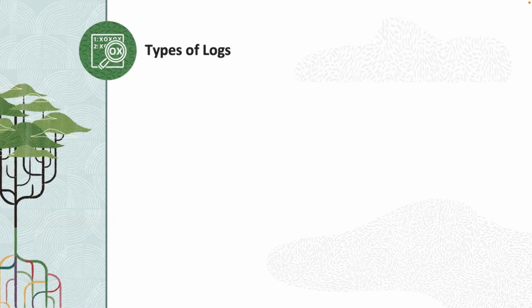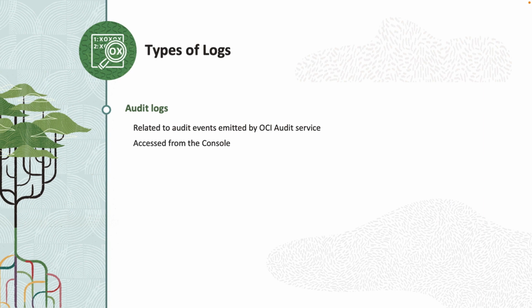Logging service classifies logs into three different types. One of the most important log types in a security context is the audit logs. Audit logs are log events emitted by Oracle Cloud Infrastructure Audit Service. These events are REST API actions executed by any OCI resource, like a user or a cloud service. These logs can be accessed from the console and are available in the audit page under logging service.